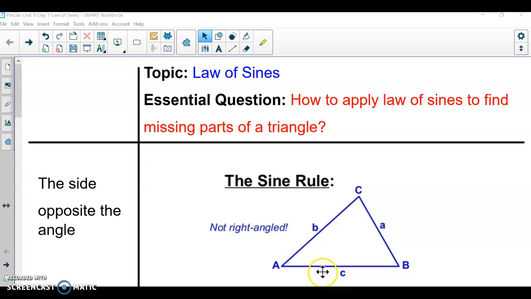So today we're going to look at the law of sines. We're starting this new unit. We're going to end up learning how to apply the law of sines to find missing parts of a triangle, okay? And it actually works with any type of triangle. Right now we're not focused on a 90-degree triangle.